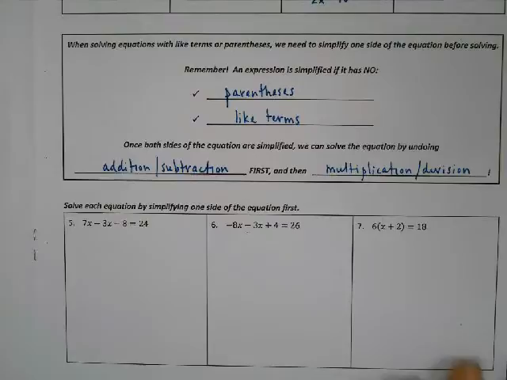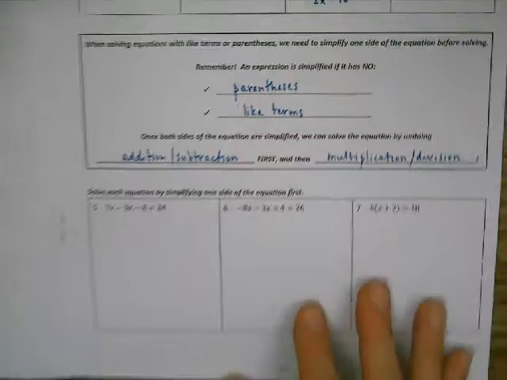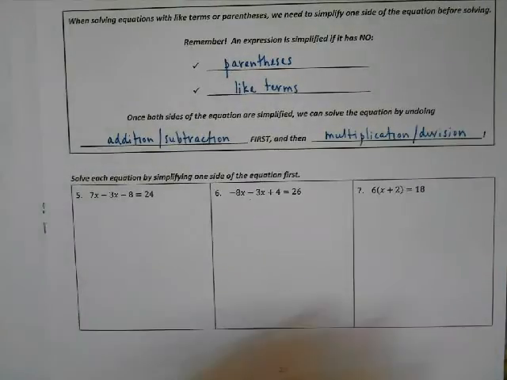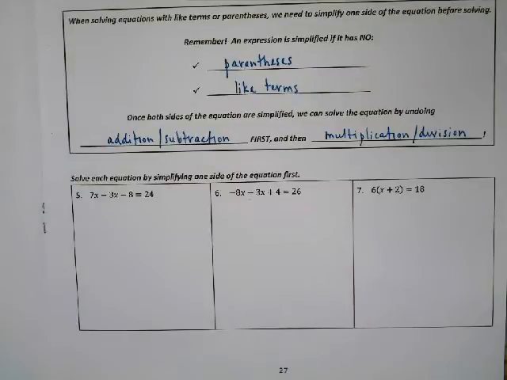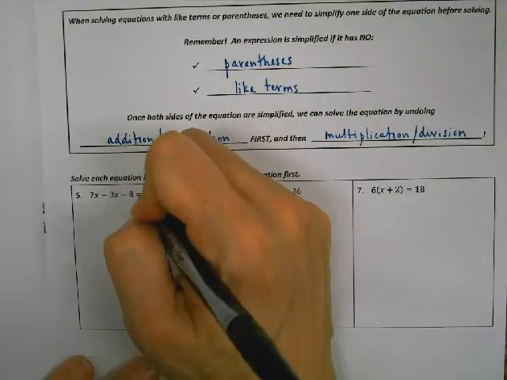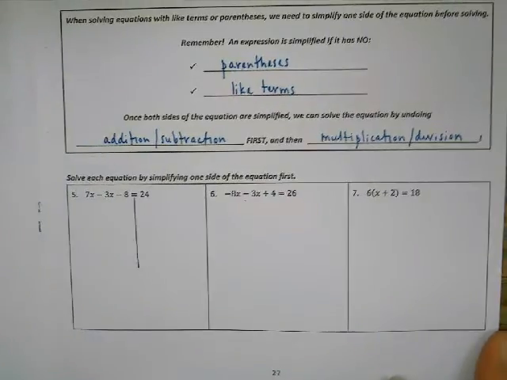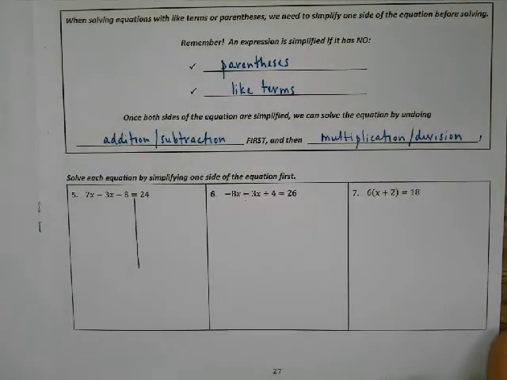All right, so let's start with number 5. So now, the first thing I'm deciding is whether I need to distribute or combine like terms. If I look at number 5, I don't have any parentheses. And so that's giving me a clue that I probably am going to need to combine some like terms. So again, I'm going to put my line there just to separate my left and right hand sides because, again, I only want to work on one side of the equation at a time.